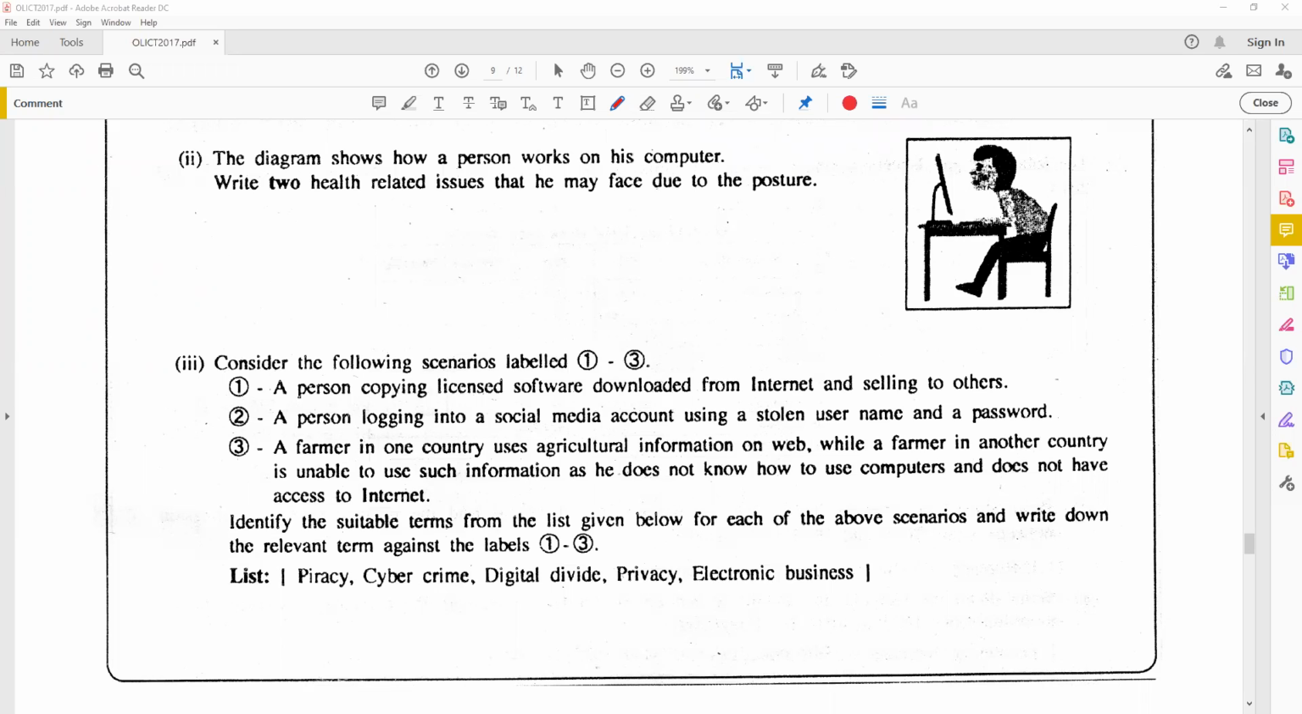Right, let's move to the third one. Consider the following scenario, label 1 to 3. A person copying licensed software downloaded from the internet and selling to others. A person logging into a social media account using a stolen username and password. A farmer in one country uses agriculture information on the web while a farmer in another country is unable to use such information as he does not know how to use computers and does not have access to the internet. Identify suitable terms from the list given below for each of the above scenarios and write down the relevant terms against the labels. Yes, shall we start?